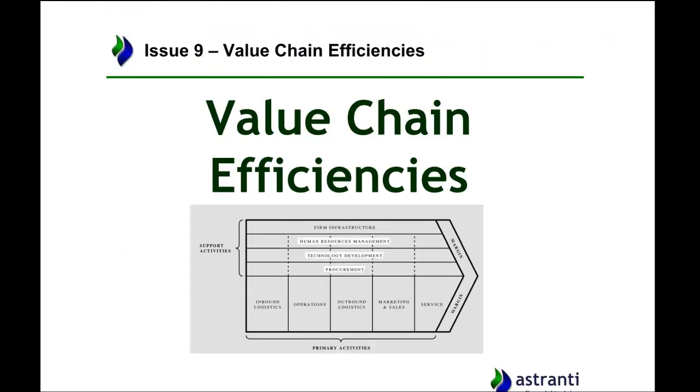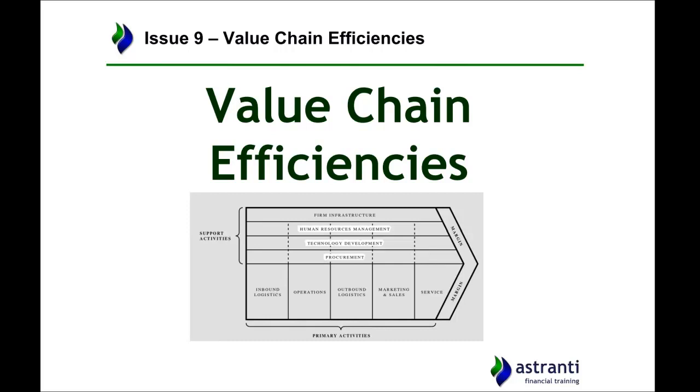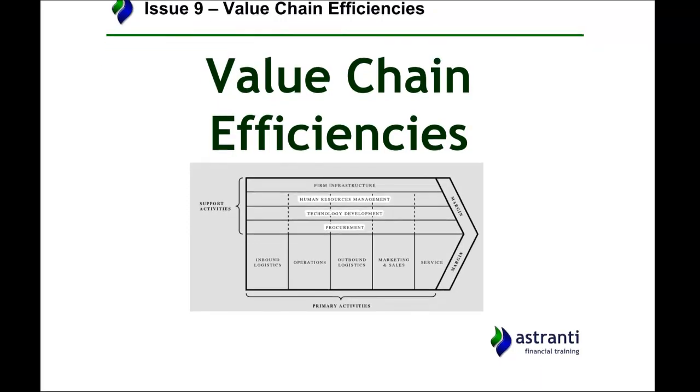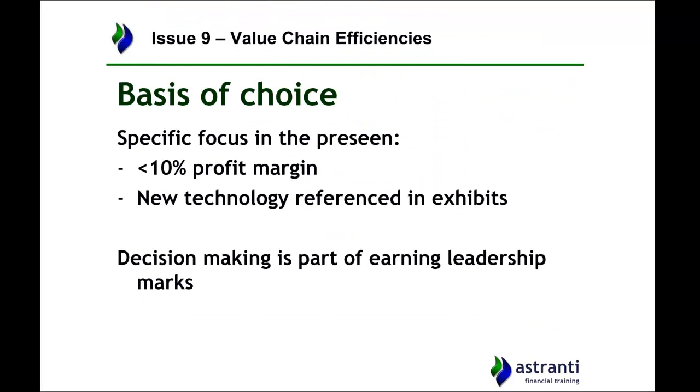So, with that said, we're now on to issue 9, which is value chain efficiencies. And this is centered around the 10% or less profit margin that we've got and the new technology reference in exhibits. We need to gain some sort of efficiencies entirely due to the fact that we have such a high gearing and our profit margin isn't really strong enough to generate the kind of cash that will be needed to suffice for our loans in the long term. So it's very, very important that we raise that margin, and one of the best ways to do so is by finding efficiencies in the value chain, saving some costs, etc., passing those costs on for more revenues.